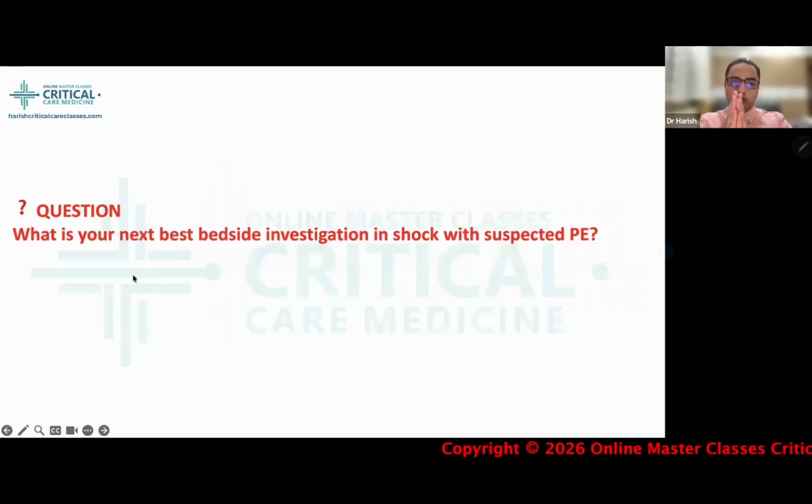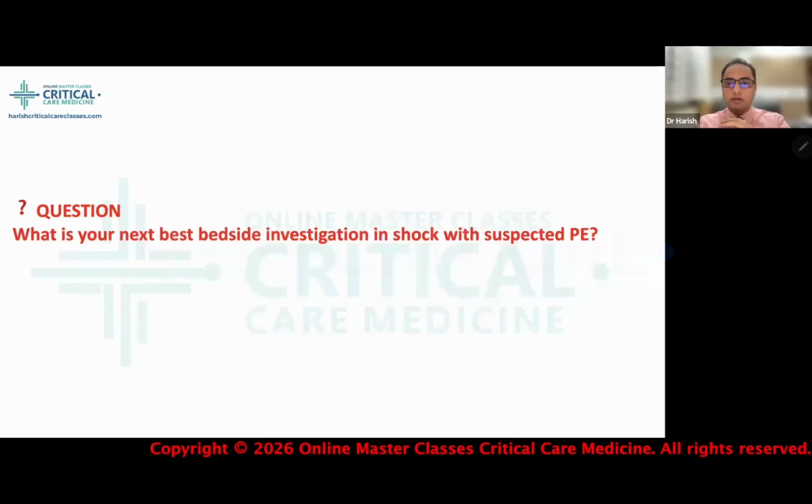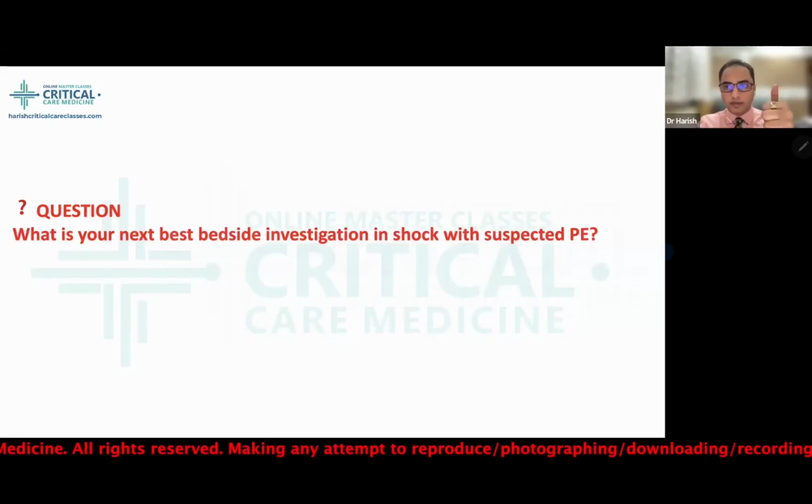Okay. So next question, what is your next bedside investigation? See, do you feel this patient who is requiring noradrenaline, hypoxic, hypotensive, is it a good idea to shift him for the CT pulmonary angio? So no. So risk stratification, high probability of PE is there. So shock is there in this patient. What bedside investigation can we do?